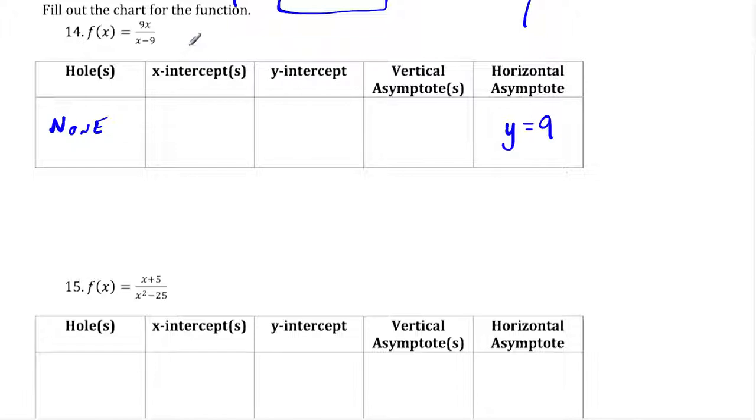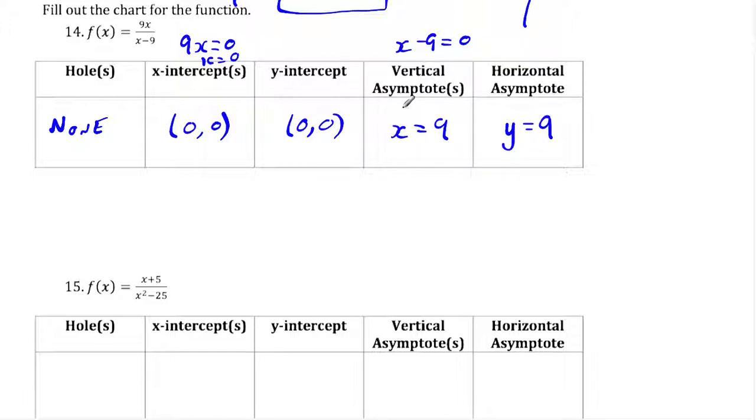The x-intercepts I get by making the remaining factors in the numerator equal to 0. So 9x is equal to 0, so x is equal to 0. So my x-intercept is 0, 0. Y-intercept I get by making x 0, so I get 0 over negative 9, which is 0. So see how these are the same? Origin is both an x-intercept and a y-intercept. And then the vertical asymptote I get by making the denominator equal to 0. So x minus 9 is equal to 0. So I get x equals 9. And that's it.